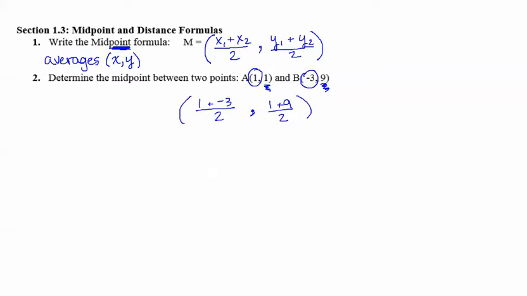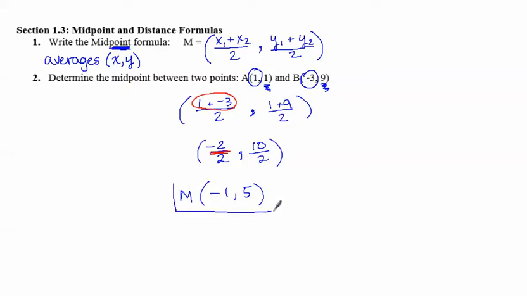Go ahead and start putting our formatting here so that we don't forget to use it at the end. When we are simplifying fractions, we need to remember to simplify the numerator first and then divide. So that's going to be a negative 2 divided by 2 and a 10 divided by 2. Remember that the fraction line, in reality, all it means is division, so we have to divide those numbers. You get a negative 1 and a 5. That is your midpoint for this problem.